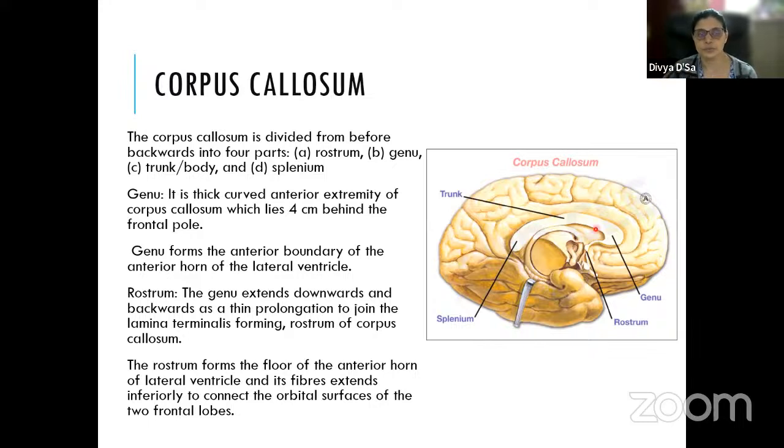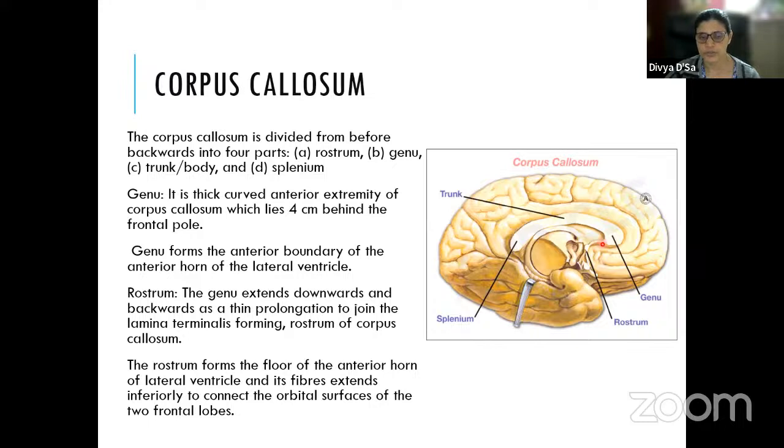So what is genu now? Genu is a thick curved anterior extremity of the corpus callosum, which lies 4 centimeter behind the front of the frontal lobe. From here, about 4 centimeters behind, it lies. This genu forms the anterior boundary of the anterior horn of lateral ventricle.